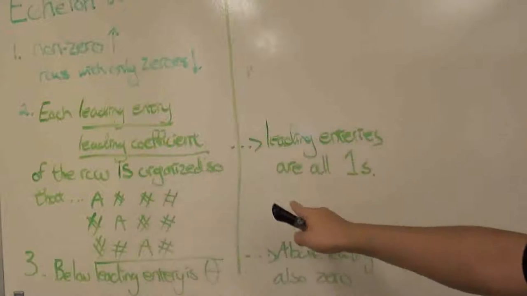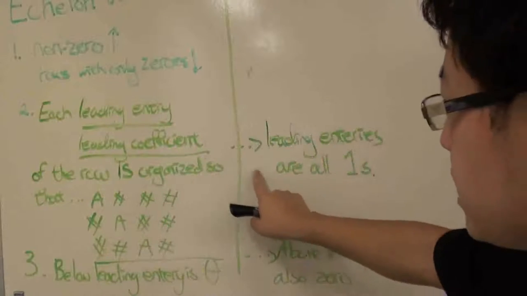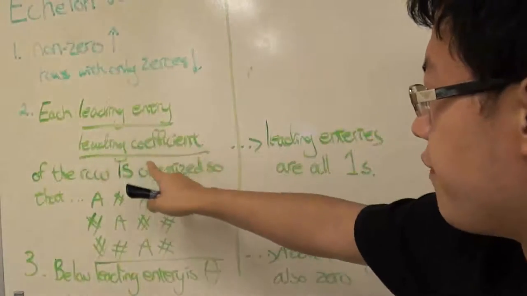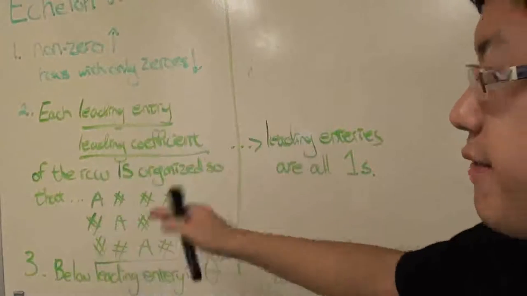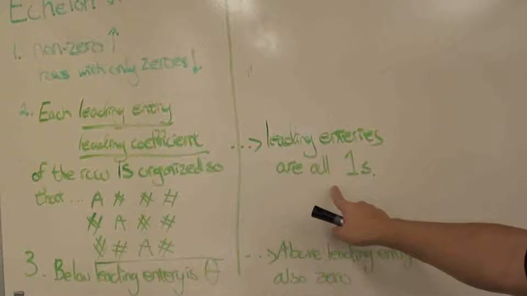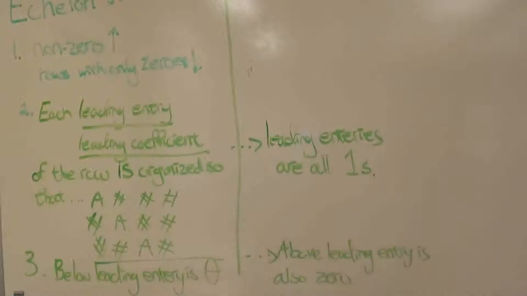So I actually put it this way, right? The first rule is kind of similar to the second one, right? Remember we talked about how leading coefficients and the row have to be in a specific manner, like we talked about. In reduced form, the only additional requirement is leading entries are all ones. Now that's usually the case from our examples, but it doesn't necessarily have to be.